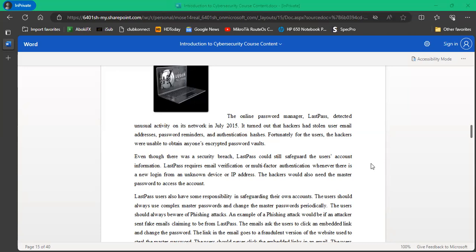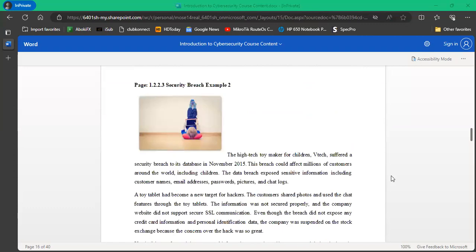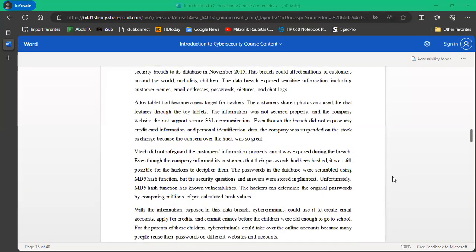Making use of multi-factor authentication, the users that are making use of any kind of password manager platform. So we have another example, the high-tech toy maker for children. VTech suffered a security breach to its database in November 2015, and this breach could affect millions of customers around the world.